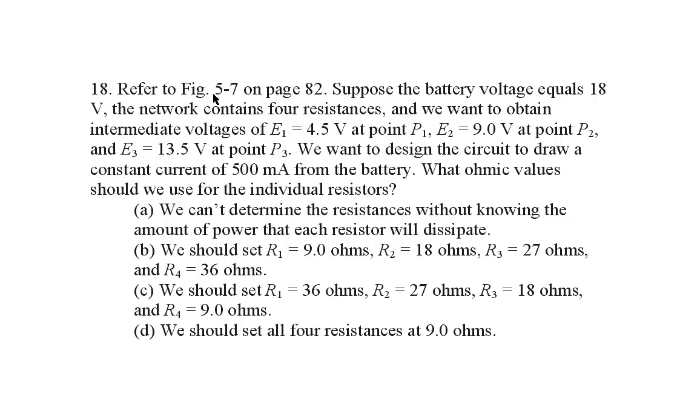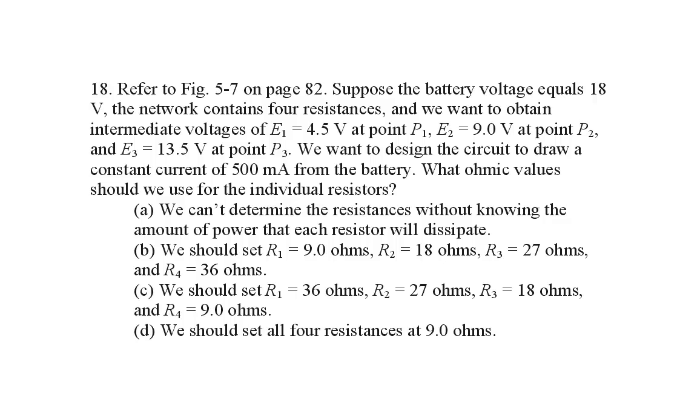Refer to figure 5-7 on page 82. I'll bring that up in a minute. Suppose the battery voltage equals 18 volts. The network contains 4 resistances, and we want to obtain intermediate voltages of 4.5, 9.0, 13.5 volts. We want to design the circuit to draw a constant current of 500 milliamps from the battery. What ohmic values should we use for the individual resistors?